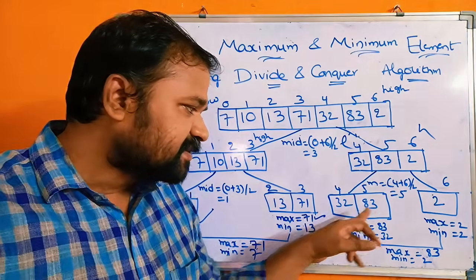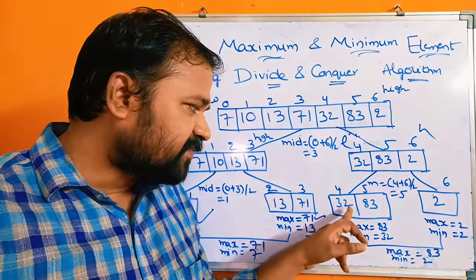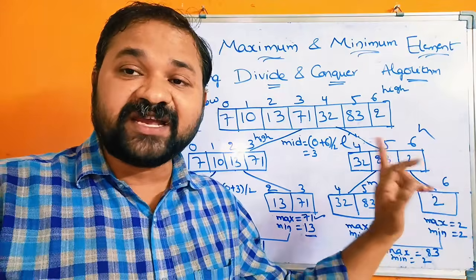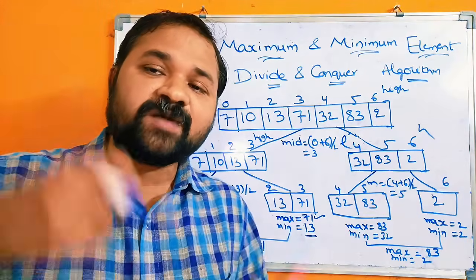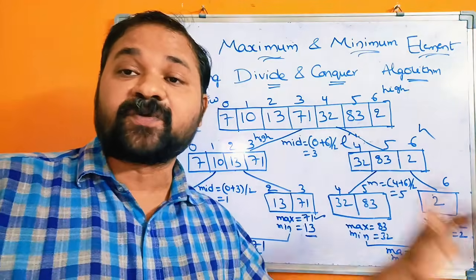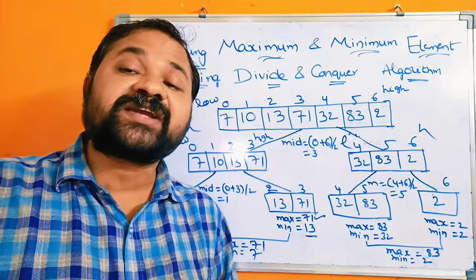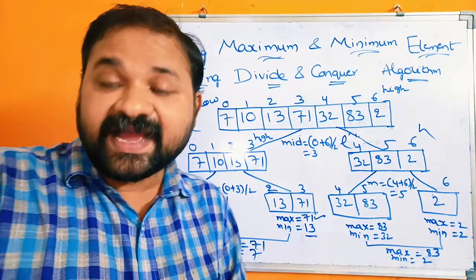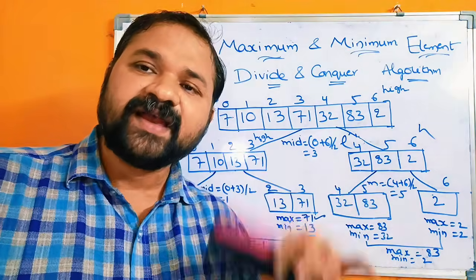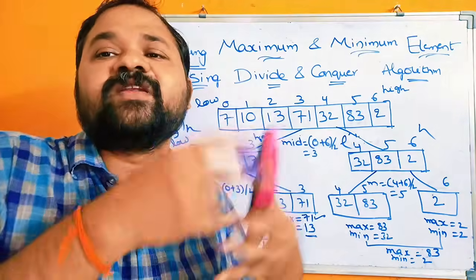So if you do here 32 to 83, here we have two elements. So biggest element is 83, so maximum is 83, whereas smallest element is 32. Okay. Whereas here we have only one element. If the list contains only one element, then that element will become both biggest and smallest element. So maximum is 2, minimum is 2. So that's why in the conquer step we are solving the problem recursively as long as the list contains one or two elements. If there are two elements, then one element will become the maximum and another the minimum. Whereas if the list contains only one element, then that element solely will become both biggest and smallest.